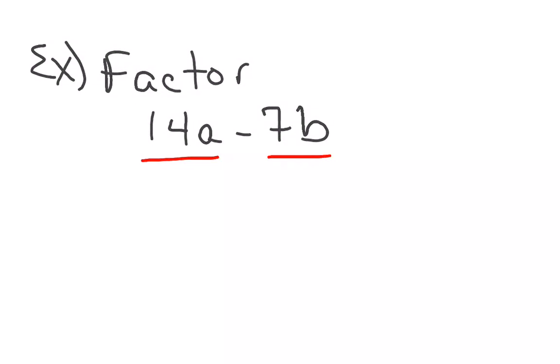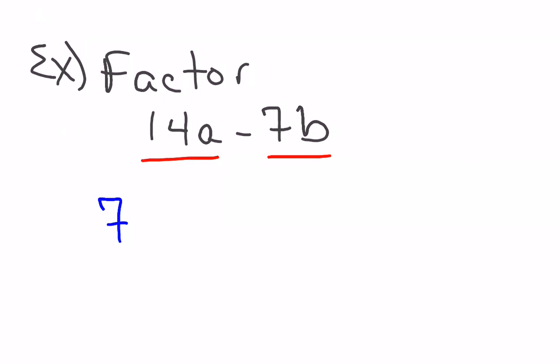So I want to look at their coefficients, the numbers in there first, 14 and 7, and see if there is a number that goes into both of those. And when we think about that, we think, oh, okay, 7. 7 goes into 14 and 7 goes into 7. Then we look at the variables a and b. They're not like terms, and so there's nothing I can do with the variables.